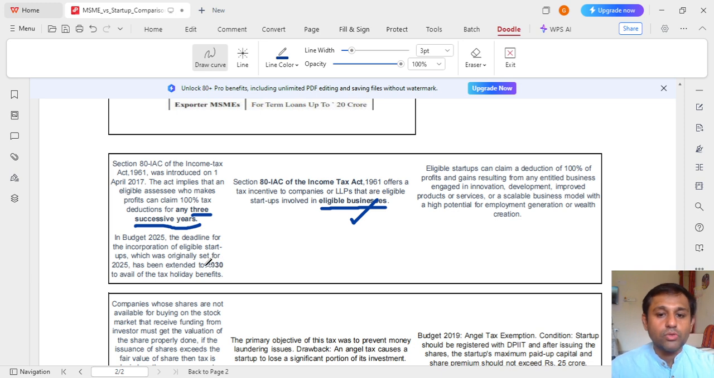So in Budget 2025, the deadline for incorporation of an eligible startup has been raised. Earlier it was 2025. Now all the startups which get registered or given the status of startup by 2030 can avail the benefit of tax holidays. So it's a very important point for the startup ecosystem.